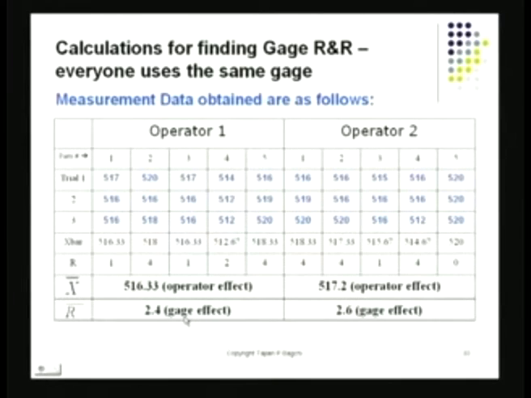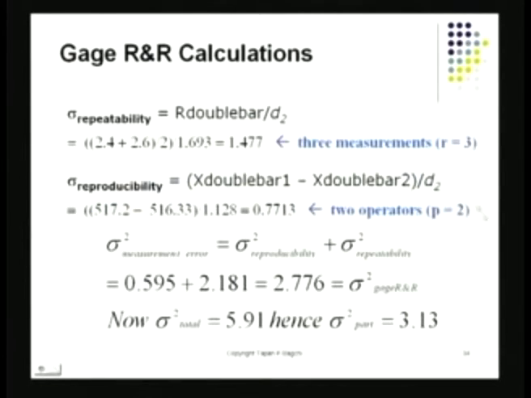The gauge effect, that is actually the average of the ranges. So the average of the ranges is right there. I've got the gauge reading there, and I've got the gauge reading here also. So actually if I average out these two, that 2.5 number is going to be the gauge effect contribution, and the difference between this number and this number, that's going to be the effect of the operator. How do I do that? Let's take a look at the calculations done.